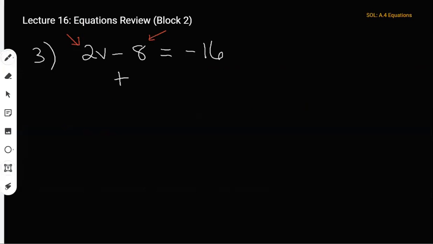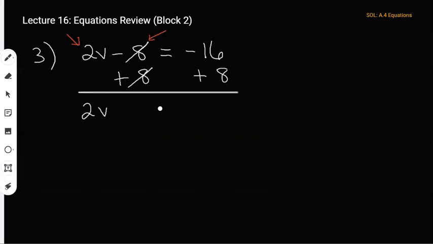So I'm going to add 8 to both sides. When I do that, the -8 and the +8 are going to cancel each other out, so I can cross those out. And I'm only left with a 2v on the left side. But on the right side, what do I have? I have -16 plus 8. And that's going to give you a -8 when you add those two numbers.